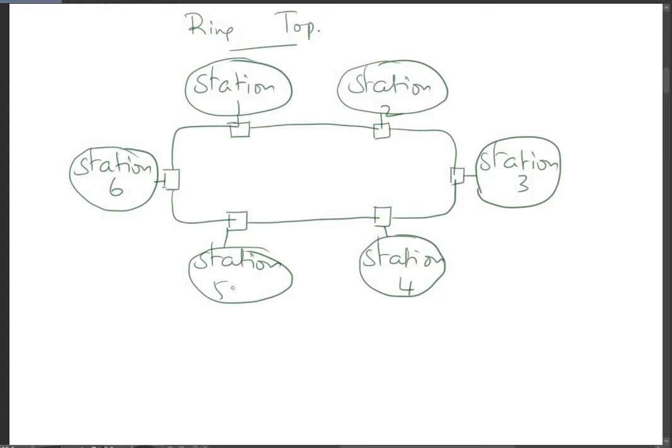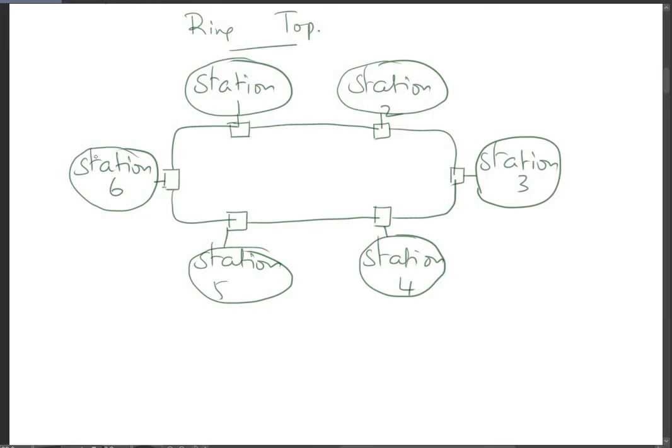If you see the diagram, we have a dedicated link between any two devices. Between 1 and 2 there is a point-to-point link, between 2 and 3 there is a point-to-point link, 3 and 4, 4 and 5, 5 and 6, 6 and 1. These are all dedicated point-to-point connections. Next, we'll see some of the features.